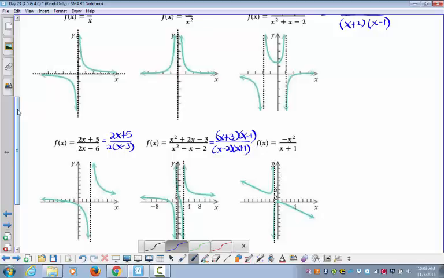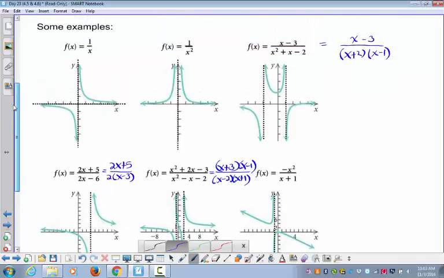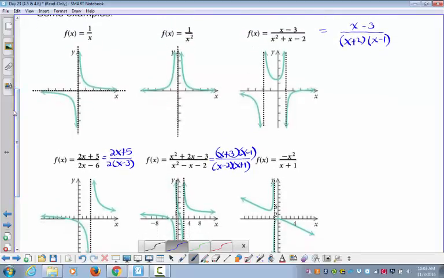Now, last class I mentioned that rational functions will have one or more vertical asymptotes, and then they have another asymptote. That other asymptote is either a horizontal line, a diagonal line, or it could actually be a whole other function, a parabola or something else. The form of that other asymptote depends on the relationship between the degree of the numerator and the degree of the denominator.